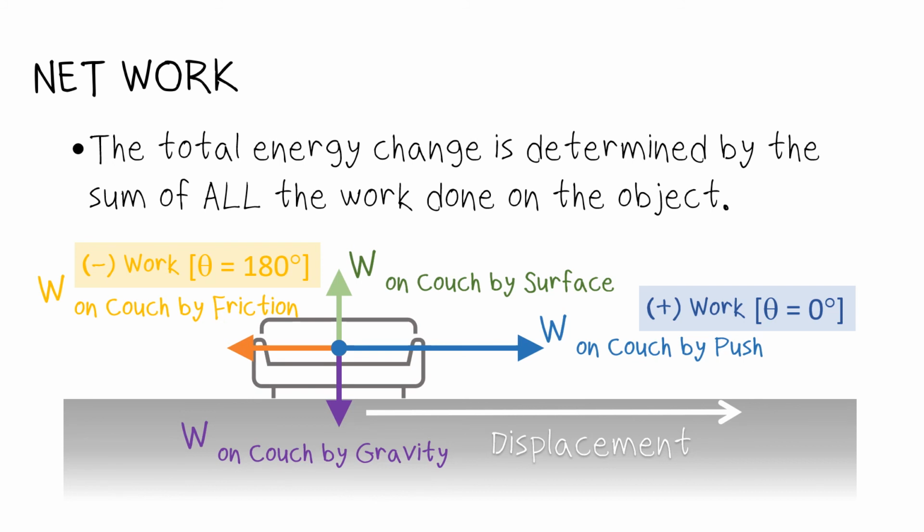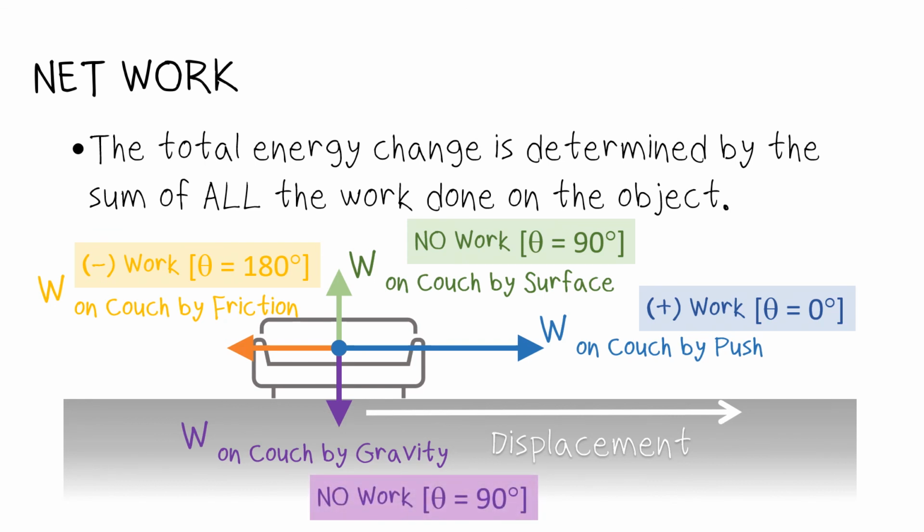In terms of gravity and the surface force, aka the normal force, yeah, the floor is pushing up on the couch. Is that changing the energy of the couch? No. Gravity's pulling down on the couch. Is that changing the energy of the couch? No. So in both of those circumstances, the angle between the force and the displacement is 90 degrees. And it doesn't matter whether the force is pushing up like it is for the surface force, the normal force, or if the force is pulling down like it is for gravity. The angle between the force and the displacement in both circumstances is 90 degrees. And that means that no work is being done.